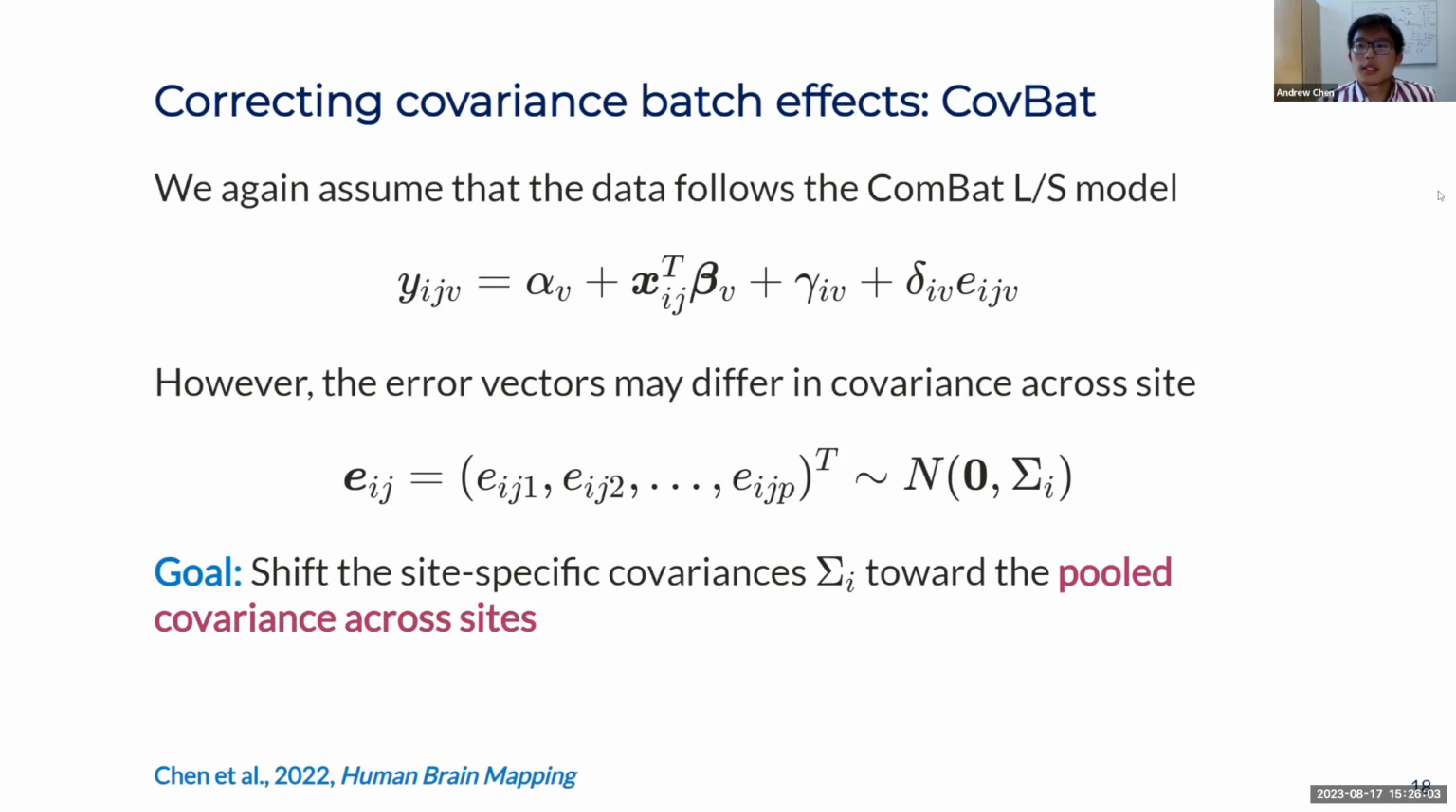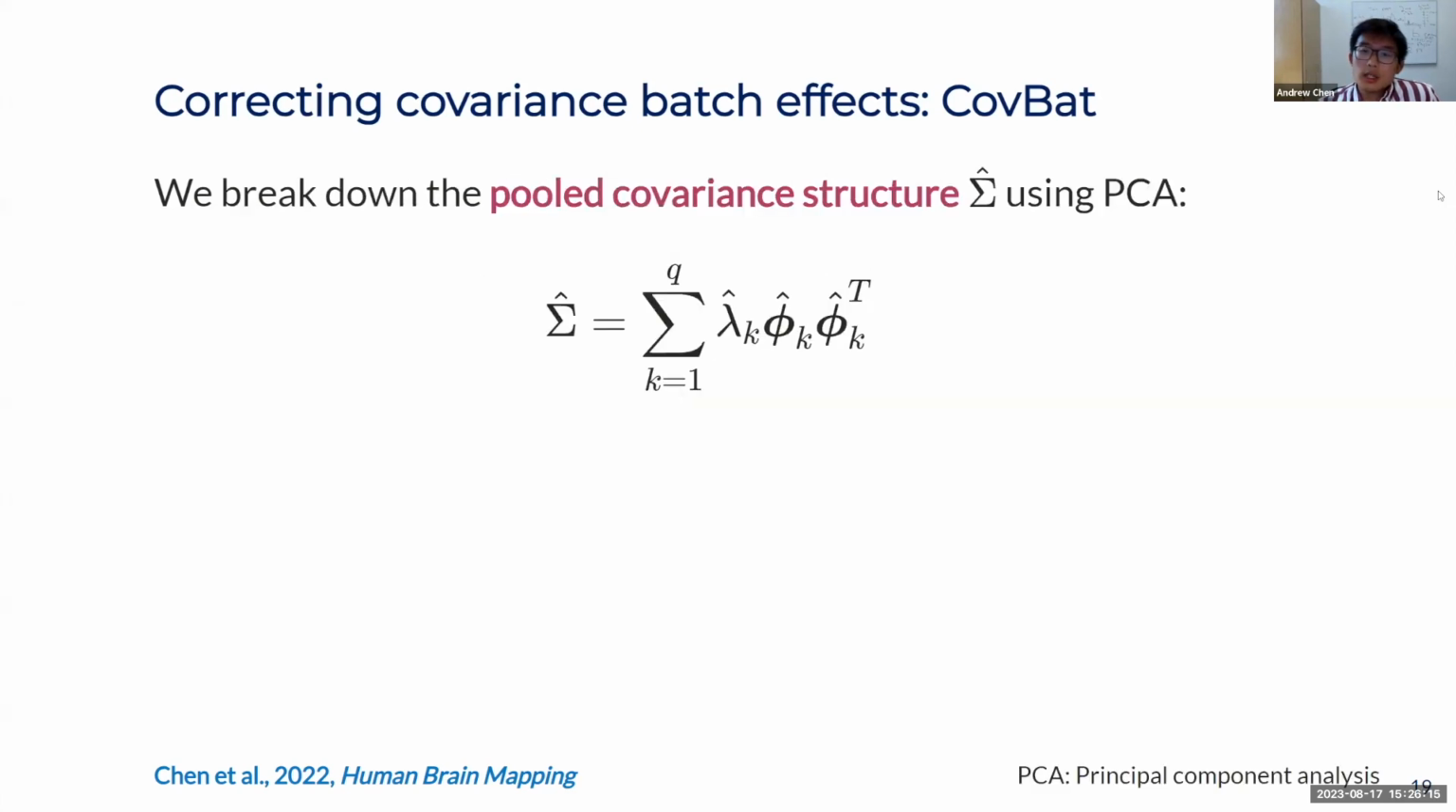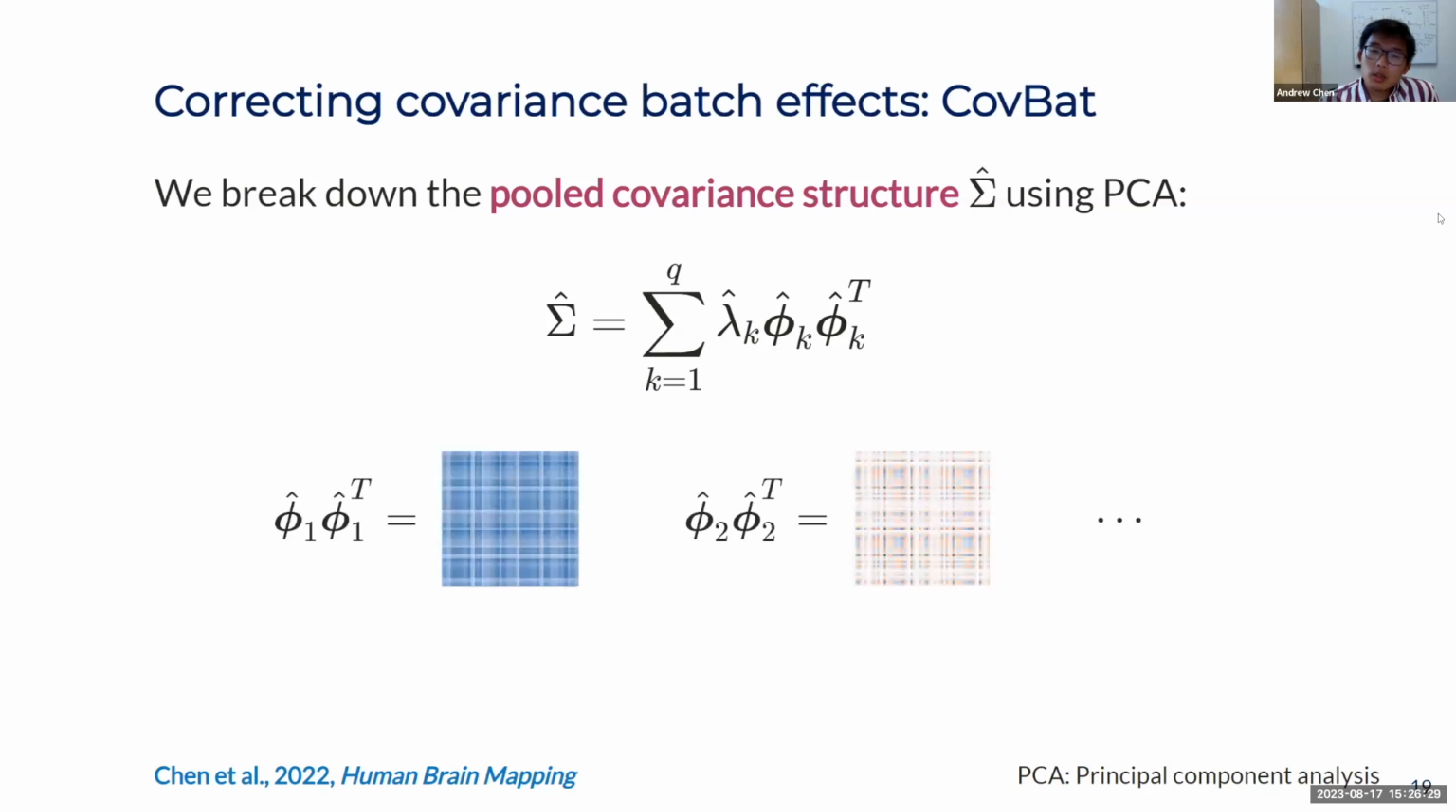And so the goal here is analogous to ComBat, except here we want to shift the site-specific covariance structures towards the pooled covariance across sites. The idea of how we did this is, first of all, looking at the pooled covariance structure and trying to identify structures. We do this using principal component analysis, which just breaks it up into a weighted sum of rank 1 structures. And when we look through the rank 1 structures, we found that they're consistent with the site effects that we're seeing. In particular, the first component seems to describe generally higher or lower positive correlations.